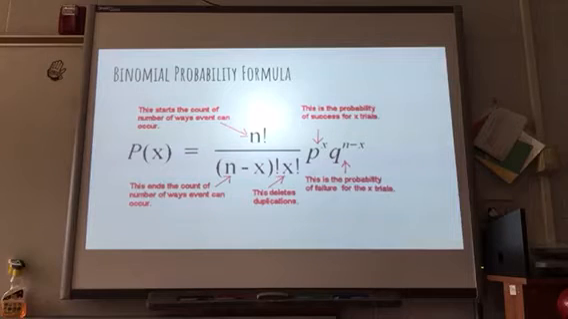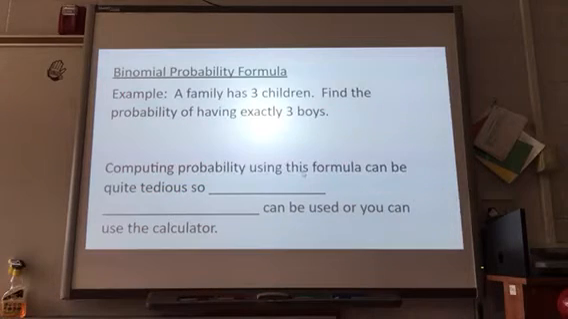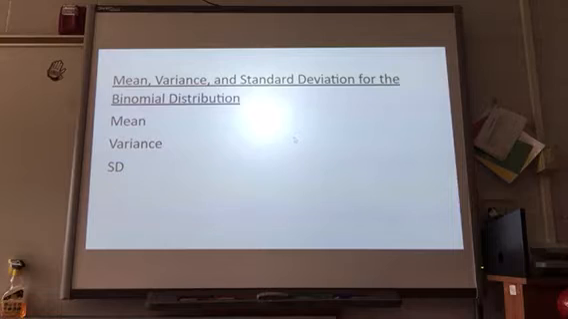Okay, here's the probability formula for binomial probability. We are not going to use it. We're going to use our calculator. Okay? An example, if a family has 3 children, find the probability of having exactly 3 boys. I'm going to show you that in a few minutes. Computing probability using this formula can be tedious. They're talking about the formula on the previous slide. It is a nightmare. So we have a table that I'm going to post for you that you'll be able to use, or you can use your calculator.